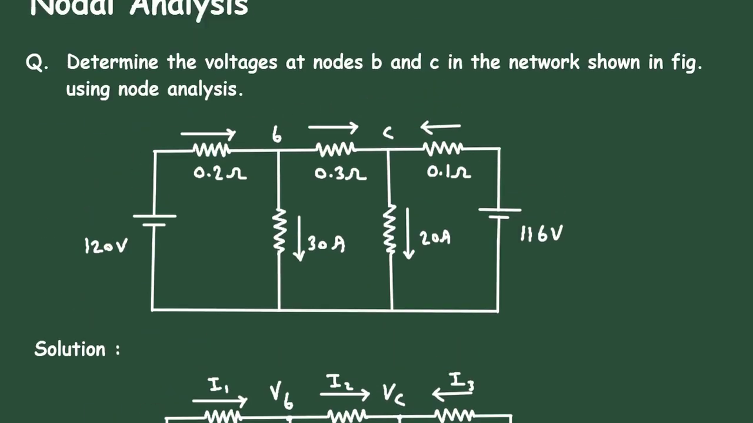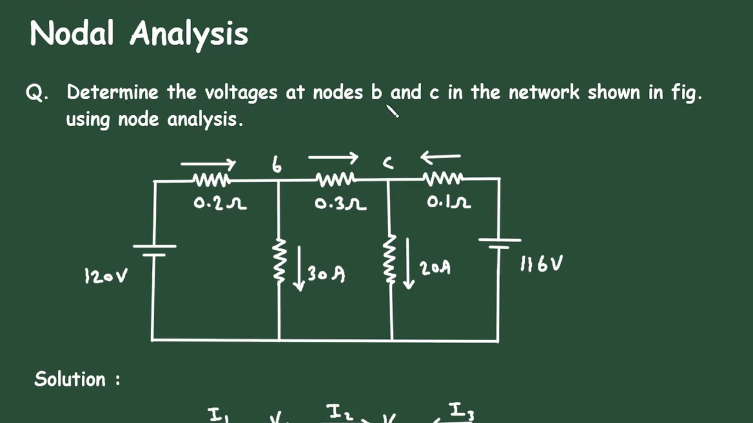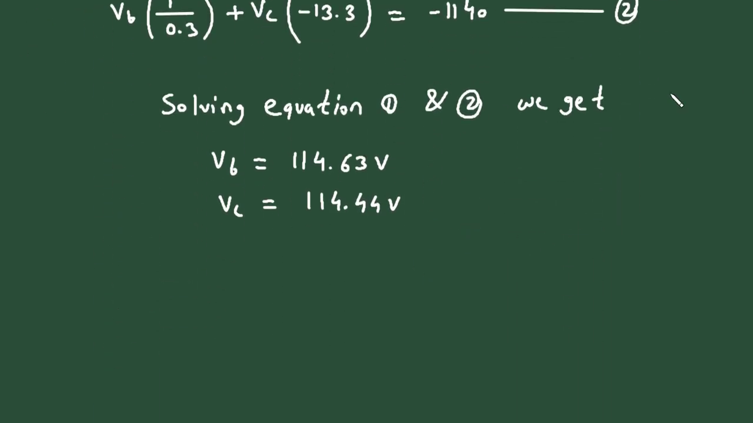What we have to find in this question, we have to determine the voltages at nodes B and C in the network shown in figure using nodal analysis or node analysis. So here this is the value of VB and VC by using nodal analysis.